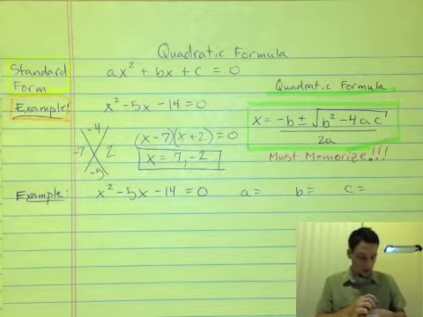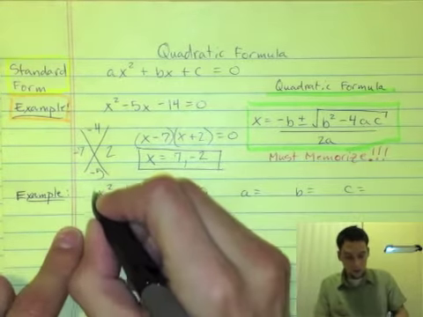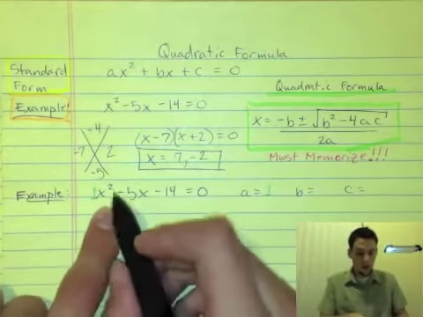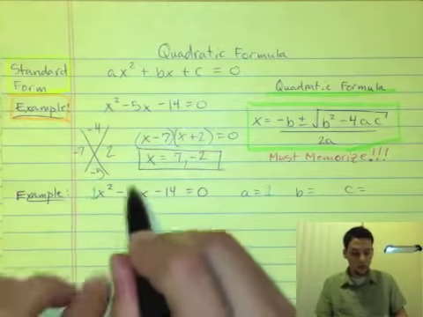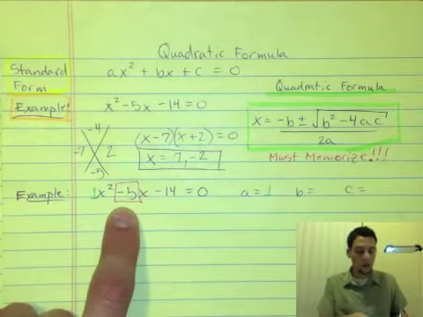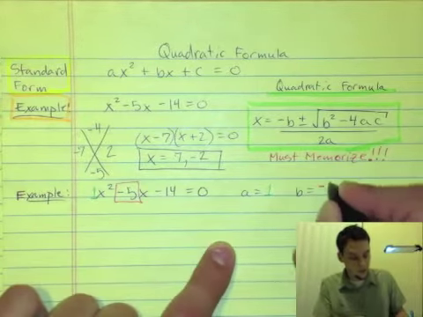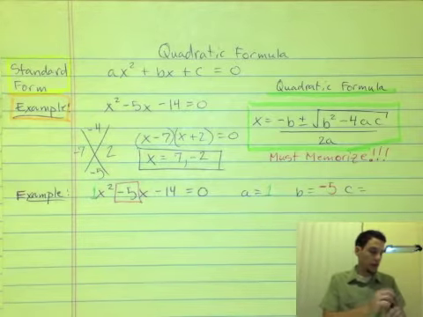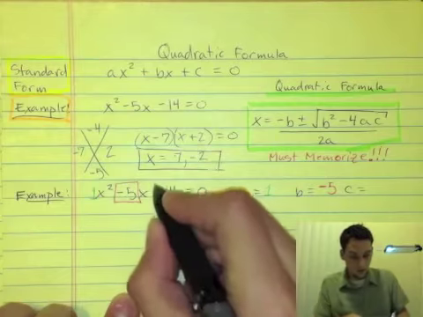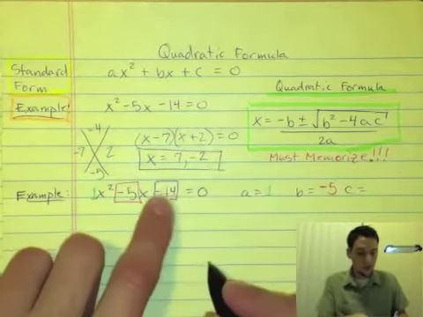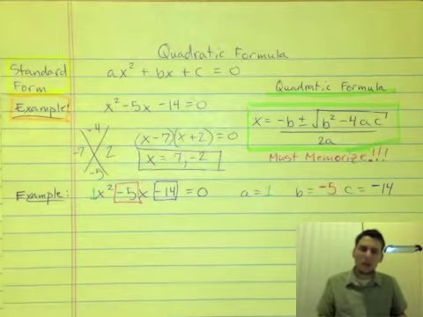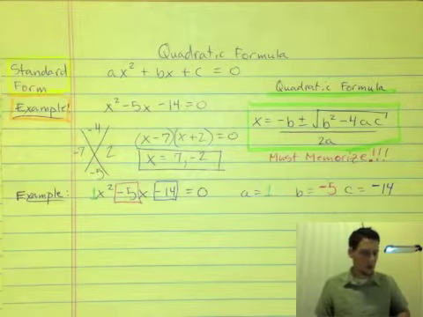In this case, our lead coefficient was 1. So a is 1. b is whatever is in front of the x term, just the regular x term. So here, b is negative 5. And c is just the constant term, so it's negative 14. You have to include that negative. That's part of c.